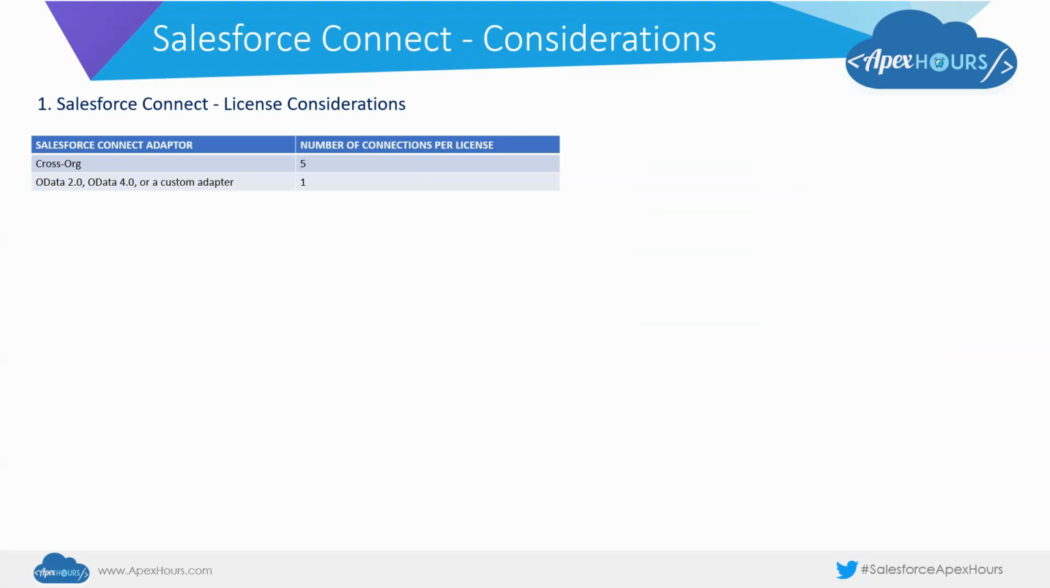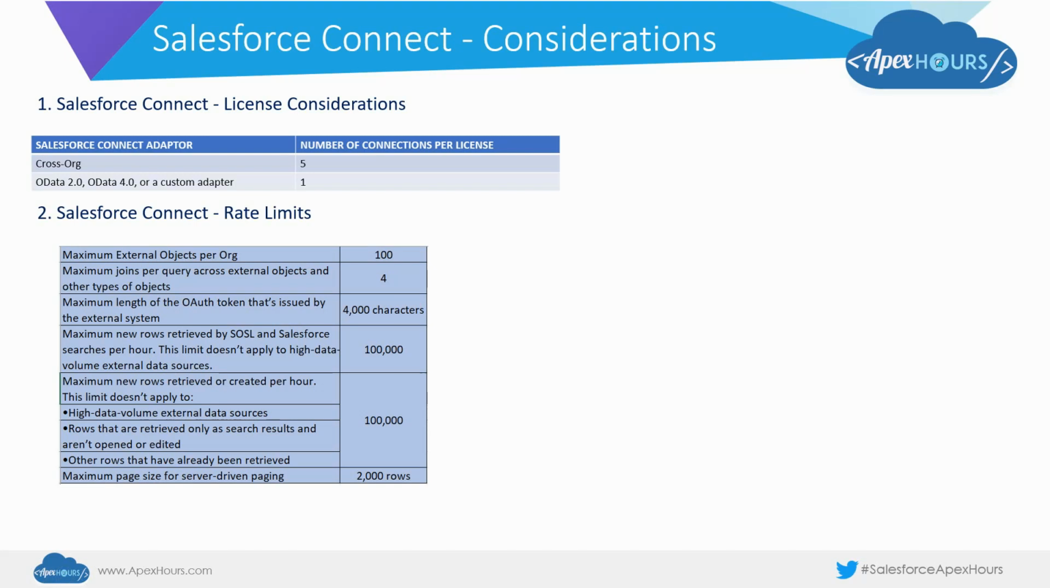First is license considerations. If you purchase a Salesforce Connect license, by default you get an option to connect to 5 different orgs, that is 5 cross-org licenses, and also one license for the OData adapter. So if you need to connect to more than 5 orgs, or to another endpoint which has an OData adapter, you need to purchase an additional license. Or to overcome this, in the past we have utilized middleware, which can convert multiple endpoints and give them as a single data source so that you don't need to consume an additional license.